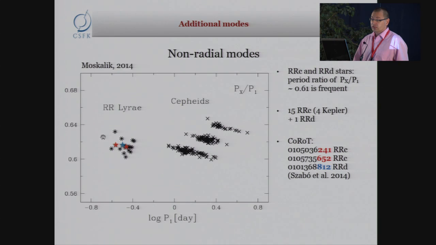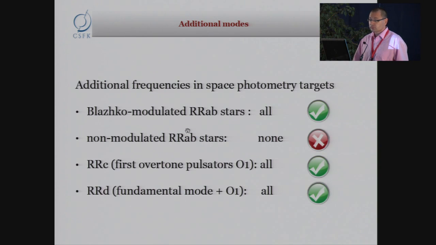And we also have it in all RRC, first overtone pulsators, and RRD, regular canonical double mode pulsators. So we added new stars from the CoRoT sample here. And actually, all of the RRC stars and RRD stars that we know, that have been observed with space-based data or spacecraft, are showing this period ratio.